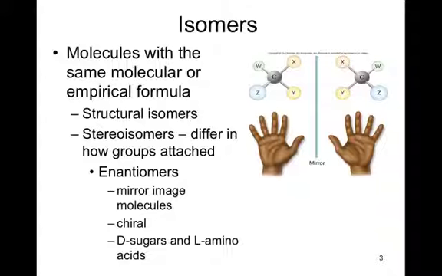Organic molecules that have the same molecular or empirical formula, for example C6H12O6, can exist in different forms. We call these different forms isomers. If there are differences in the actual structure of the carbon skeleton, we call them structural isomers. However, if there's just differences in how the groups are attached to the skeleton and how they are arranged in space, we call them stereoisomers.